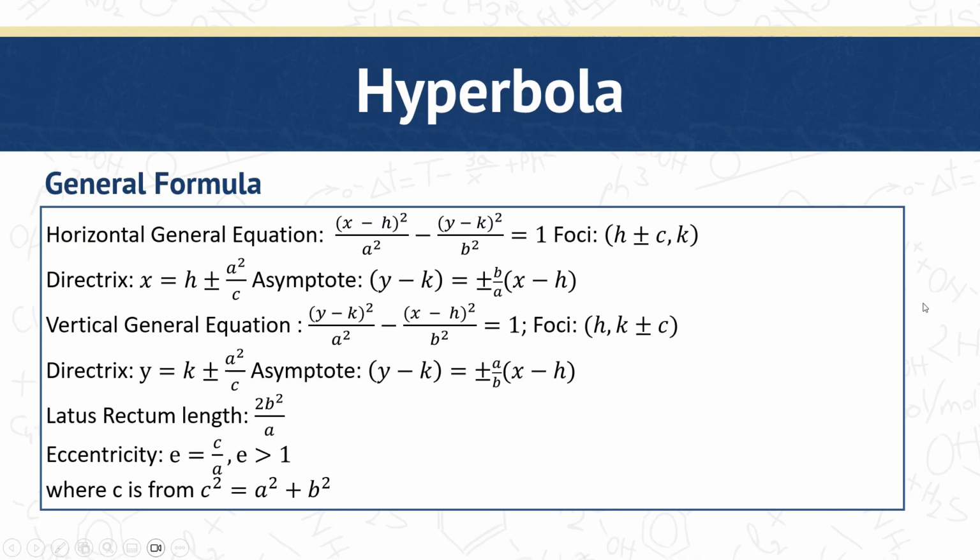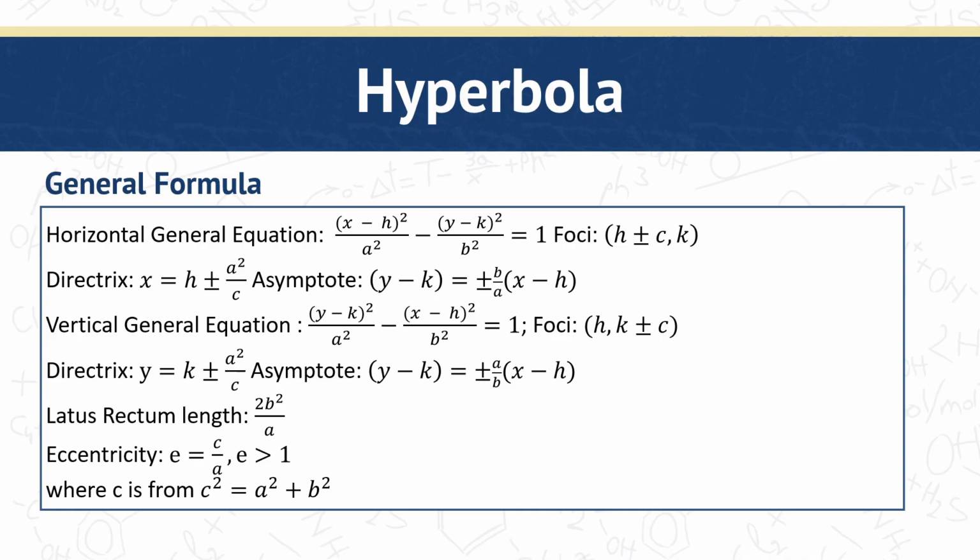Then we move on to the hyperbola. It is close to the ellipse, but there's a significant difference. Instead of plus, it is now minus. And here in the c, instead of minus, it is now plus. So we're just changing some of the signs here.